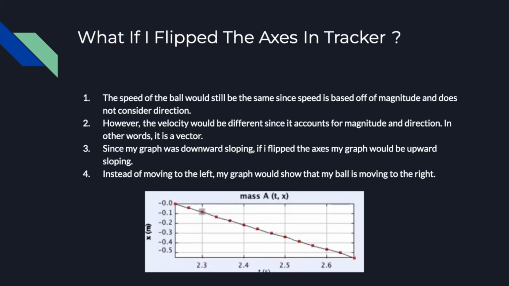A question is, what if I flip the axis in the Tracker? First, the speed of the ball will still be the same, since speed is based off of magnitude and not direction. However, velocity would be different considering it is a vector, and would account for that. Since my graph is downward sloping, if I switch my axis, my graph would become upward sloping. And instead of moving to the left, my graph would show that my ball is moving to the right.